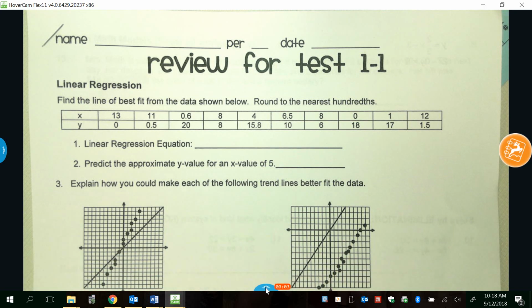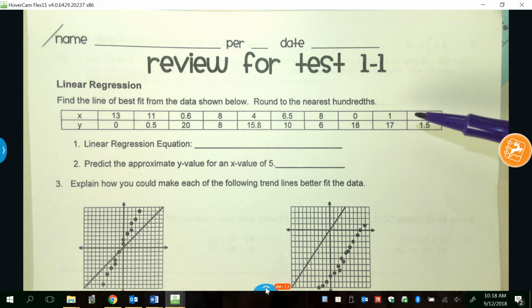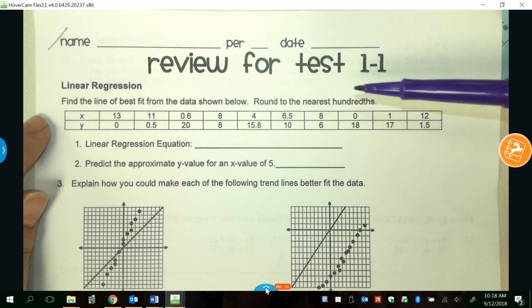Alright guys, test 1 is tomorrow, 9/13/18. So first we're going to go through number 1. We're going to go through this in order. It says find the line of best fit from the data shown below, round to the nearest hundredth.